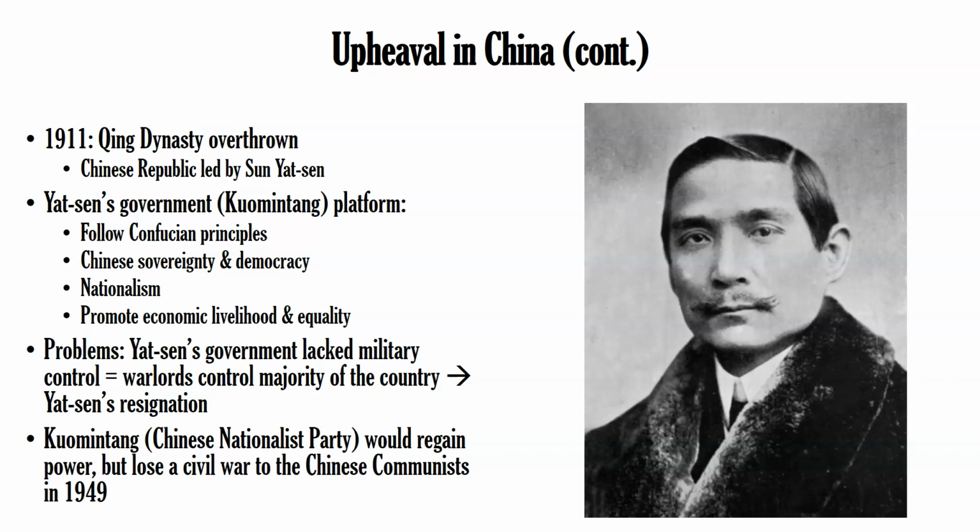There are some problems, though. This was actually a problem that had existed before the Republican government came into power, but it was exacerbated by the fact that they didn't have complete control and it was taking time with a new government. Sun Yat-sen's government lacked military control, and the previous problem of warlords gaining control of regional parts of the country expands, and the warlords come to control the majority of the country. This leads to Sun Yat-sen's resignation and a warlord period of control in China. Now, that won't last for a significant period of time, but ultimately the Kuomintang will regain power, though they'll lose power after World War II in 1949 when they're defeated by the Communist Chinese in the Chinese Civil War.